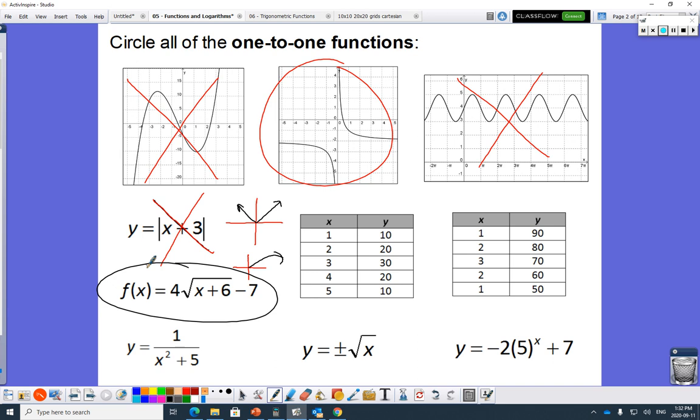Plus or minus root x. Ooh. I know I'm changing colors back and forth, but here you get the plus root x, but you also get the minus root x. And so that immediately fails the vertical part. It's not even a function, let alone a one-to-one function. This came up for somebody in the homework. The basic shape of these things.